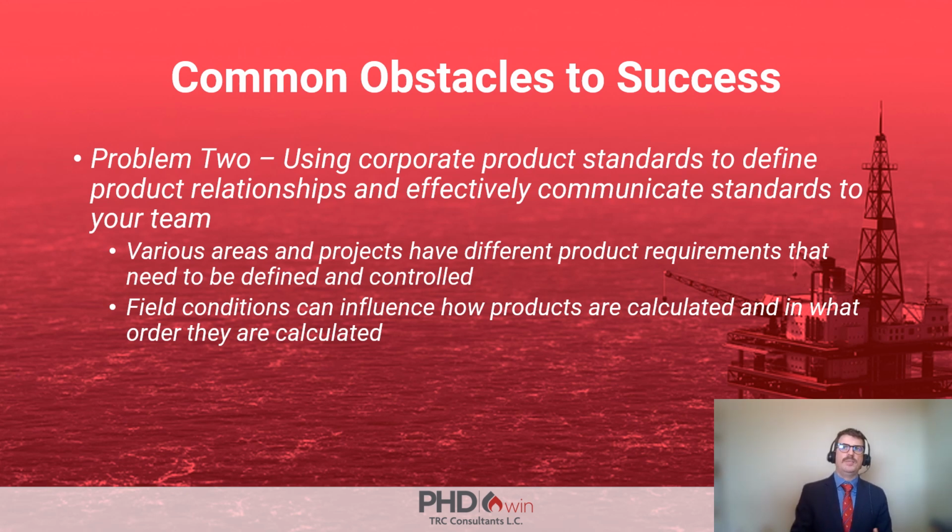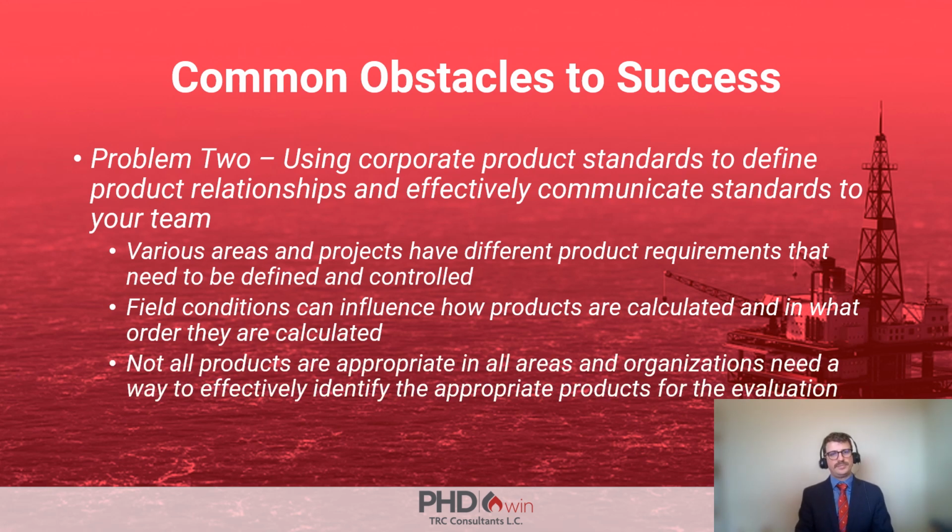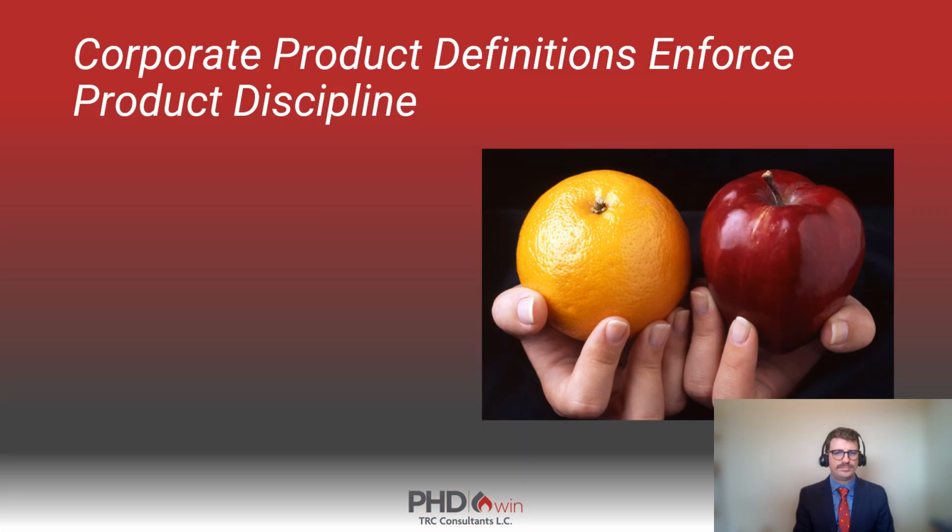So by having a controlled set of corporate definitions for how your different phases work together, you're better able to limit what products the users are calculating and how they are calculated. And of course, not all products are appropriate for different areas. So you're going to want to definitely make sure that you have a way of limiting the products to the appropriate people for the appropriate areas.